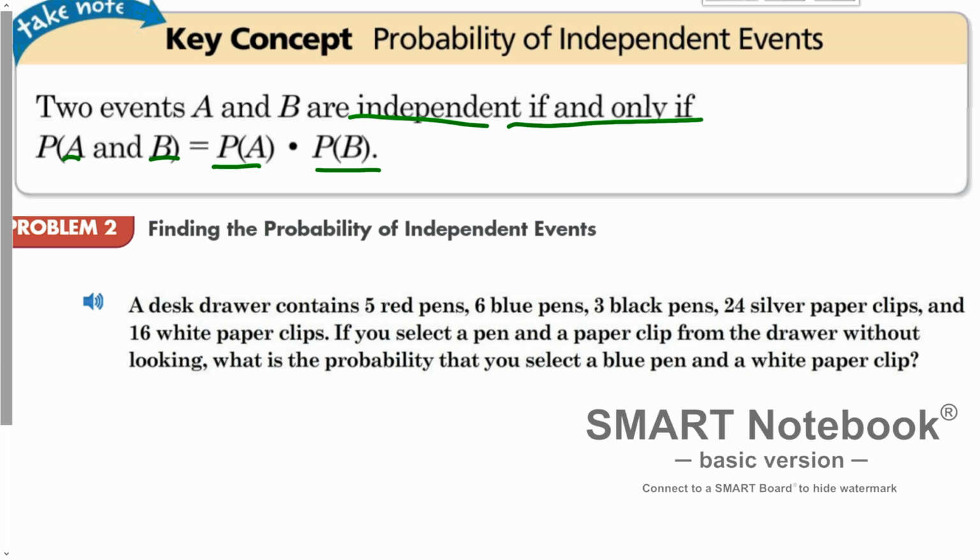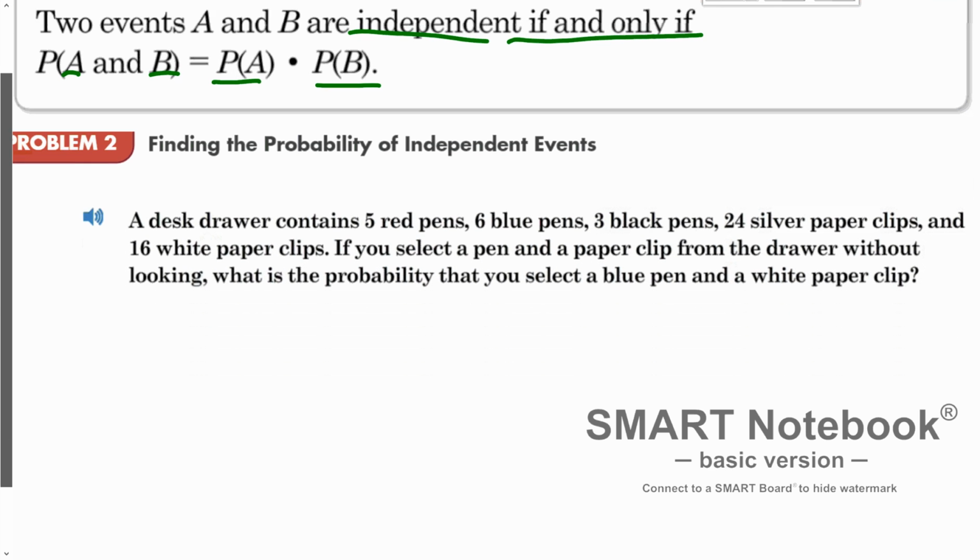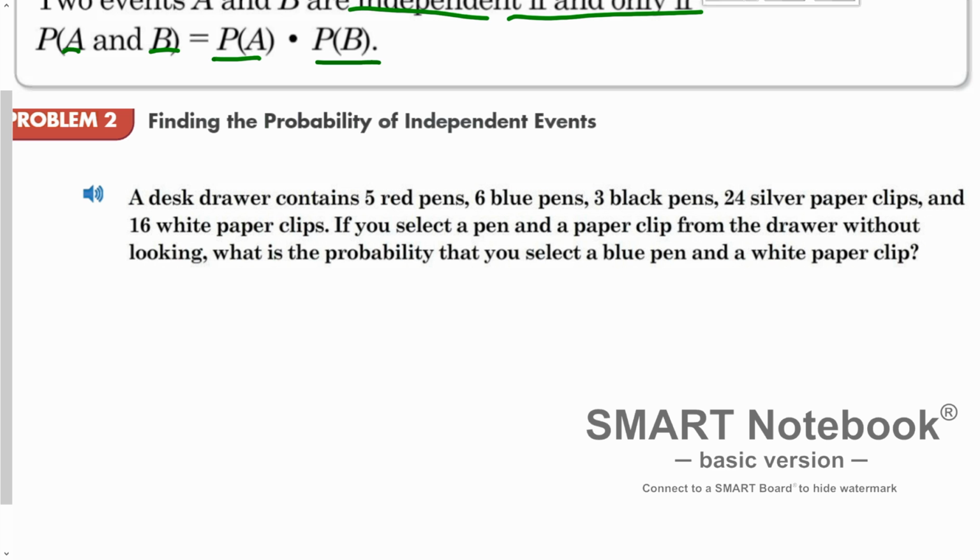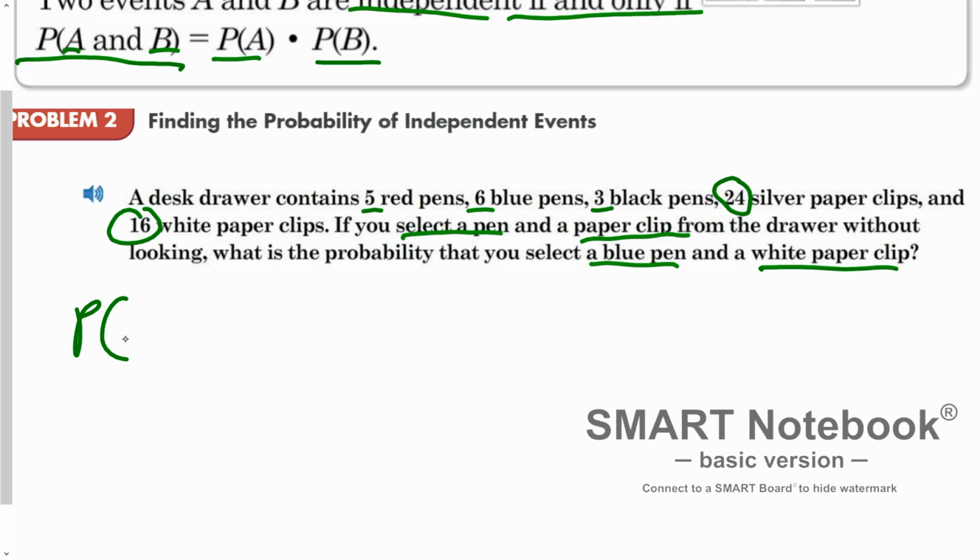Okay, so as I find the probability of these events in problem number 2, I have a desk drawer containing 5, 6, 3 pins, 24 paper clips, 16 paper clips. If you select a pin and a paper clip from the drawer without looking, what is the probability that you select a blue pin and a white paper clip? So here probability is labeled like this, probability like that.